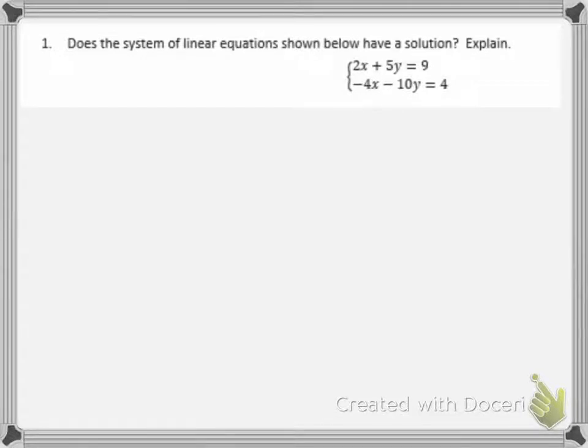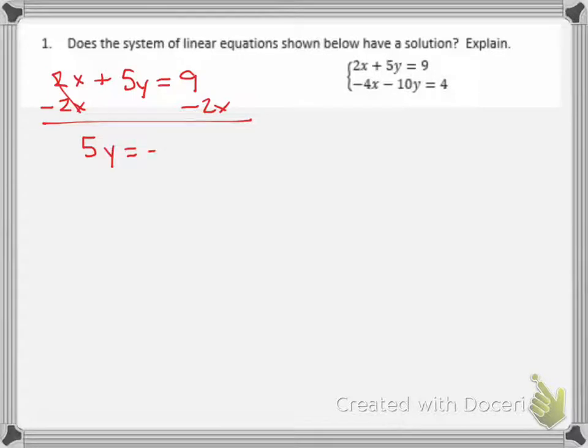In order to find out if we have one unique solution, infinitely many solutions, or no solution, we need to change both of these into slope-intercept form. So 2x plus 5y equals 9. We're going to change that by subtracting 2x from both sides. And that gives us 5y equals negative 2x plus 9.